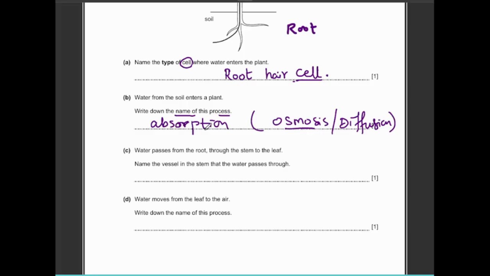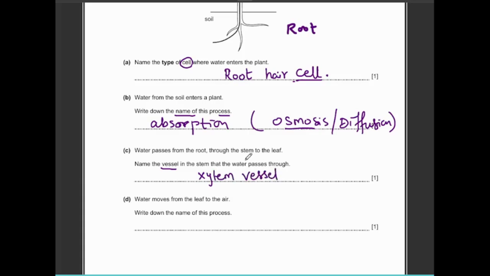Writing anything else like transpiration or upward movement of the water is invalid again. So try to avoid such words. Use scientific words when you are answering a science paper. Water passes from the root through the stem to the leaf. Name the vessel in the stem that the water passes through. We know that water is only transported by xylem vessel.